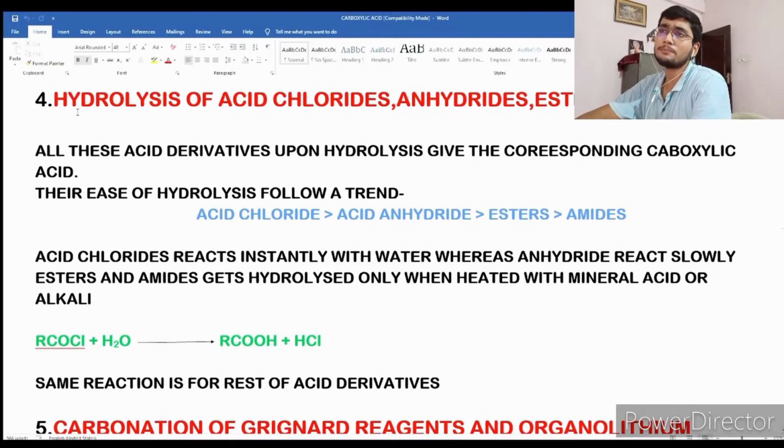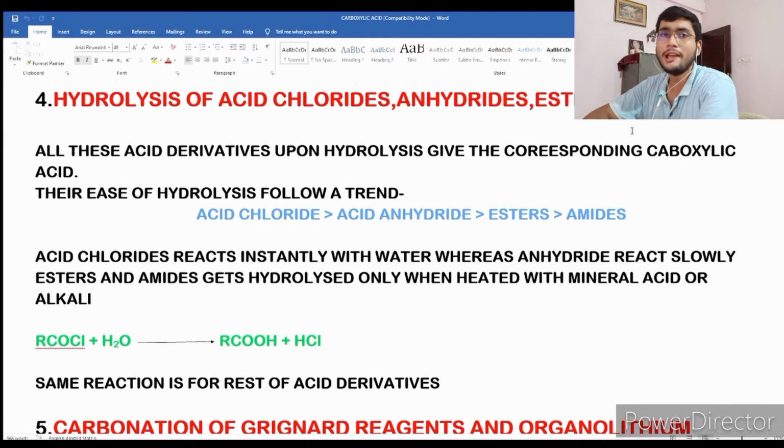So now let's start. As you all can see on the screen, the first preparation method of today's lecture is hydrolysis of acid chlorides, anhydrides, esters and amides. So let me first tell you what are these compounds. These are nothing but acid derivatives. Now what are acid derivatives?